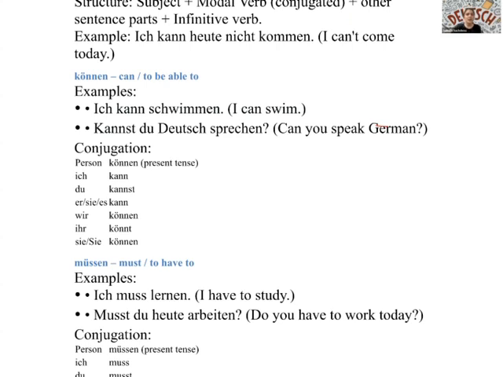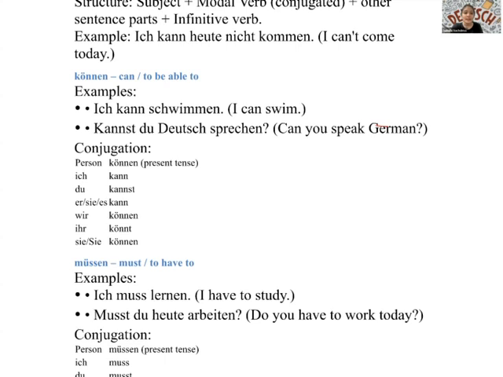Second example would be kannst du Deutsch sprechen? Can you speak German? Again, see, it's telling the ability, is it possible for you to speak German? Are you able to speak German? So, kannst du Deutsch sprechen?